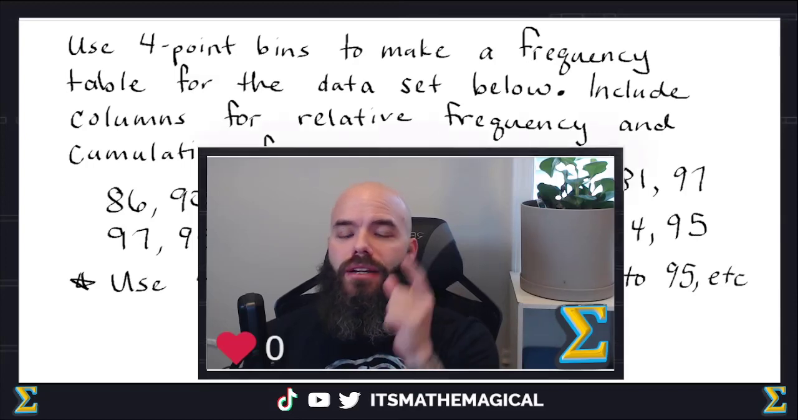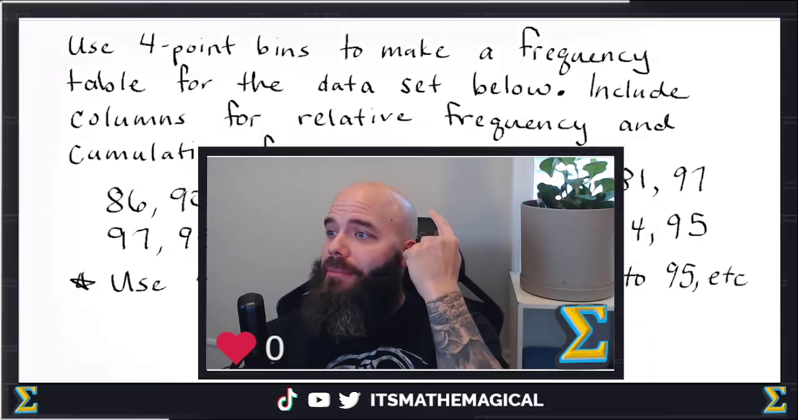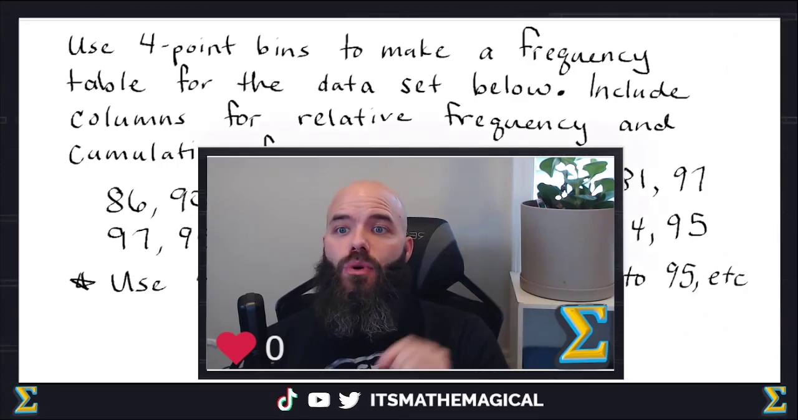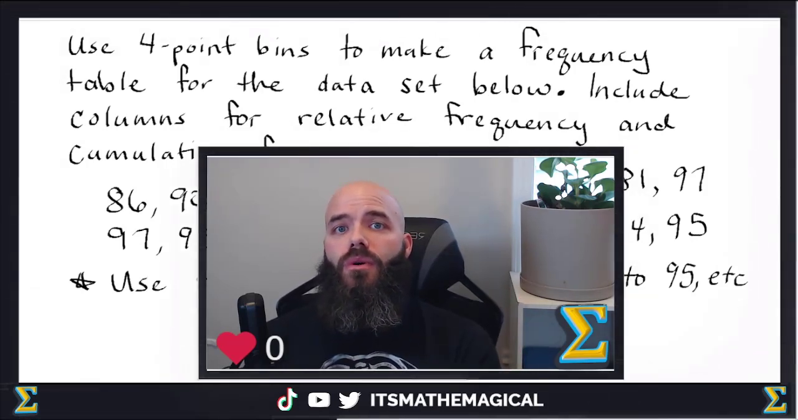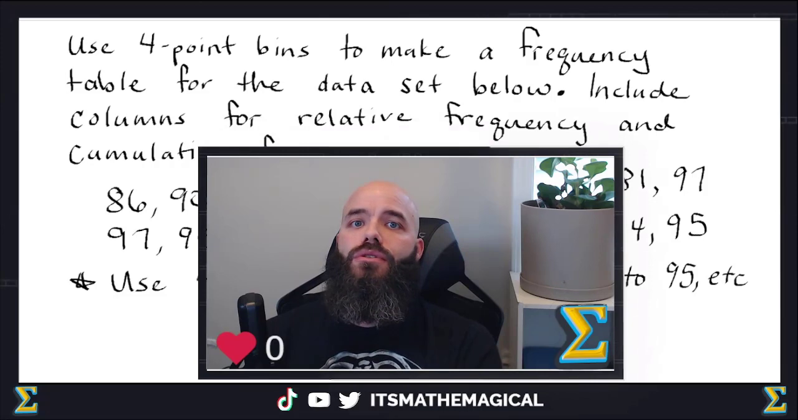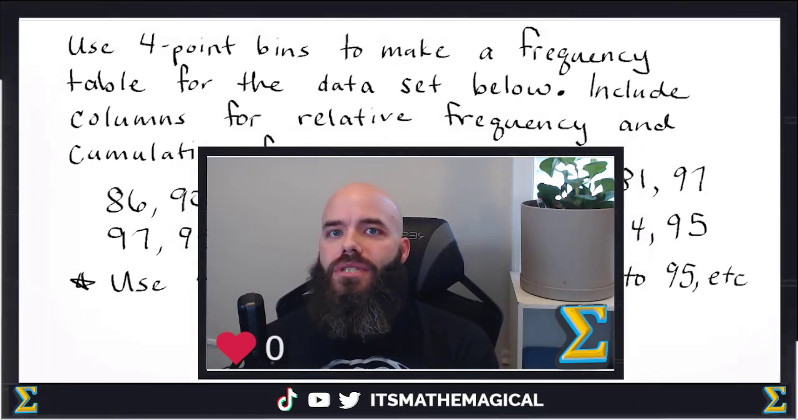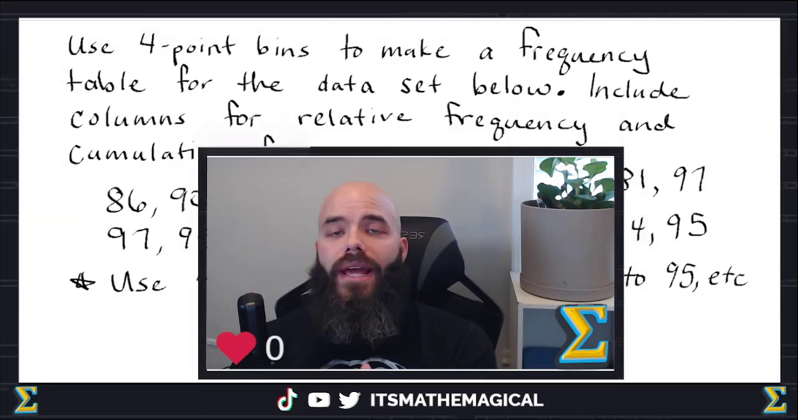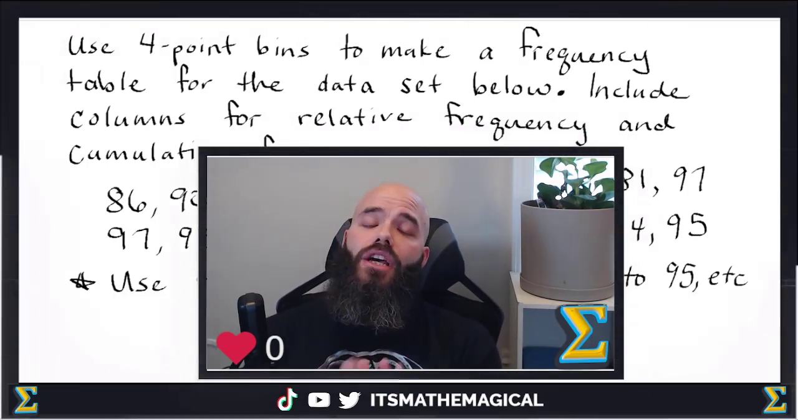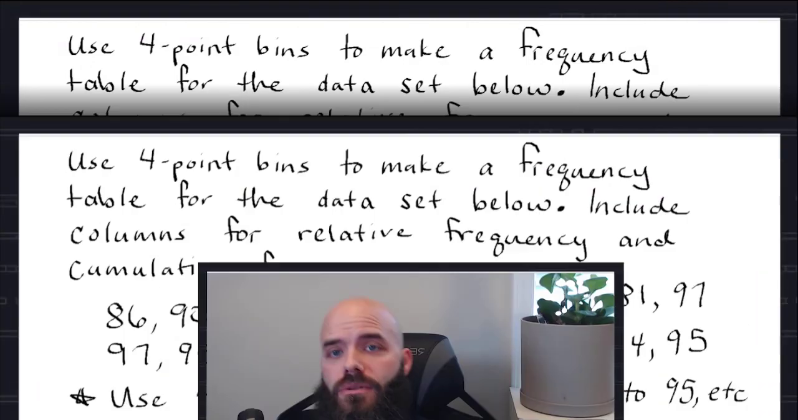All right, you guys, let's create a frequency table. Right behind me, I have a set of data points that I want to create a frequency table. A frequency table is a table with two columns. The first column lists all the categories of the data, and the second column tells you the frequency at which each of those categories occur in the data set. In this data set, I also want to talk about relative frequency and cumulative frequency. So let's get to it.